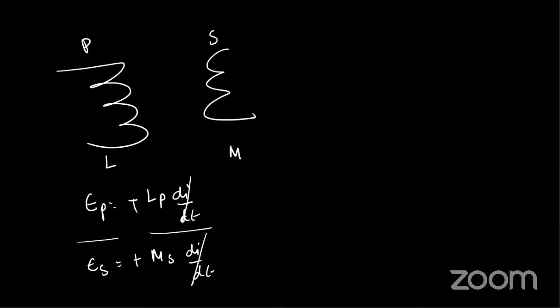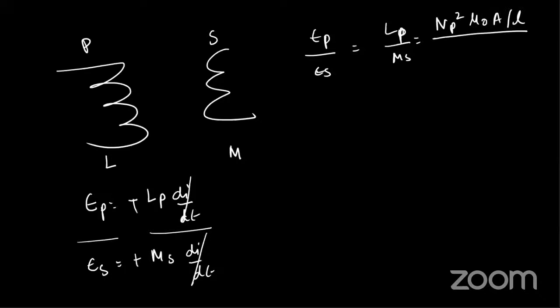I'm making a small assumption that the same amount of current di is induced in both the coils. So I get the formula, which is EP by ES is equal to LP by MS. What is the self-inductance of the primary coil? It is N primary square mu naught A by L. And what is the mutual inductance in the secondary coil? It is NP into NS into mu naught A by L.